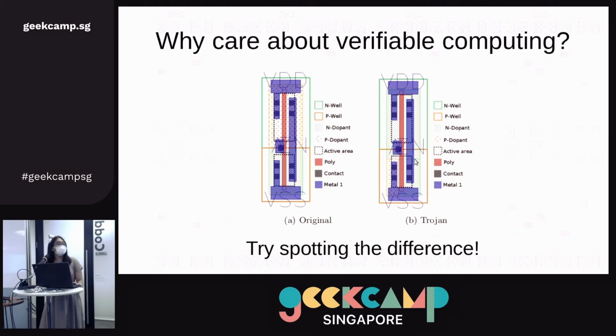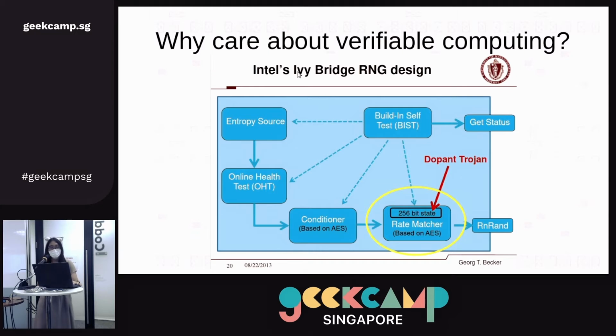So, another real-world example. This is the Intel Ivy Bridge random number generator design. You have a source entropy, and the two main things we want to focus on are the conditioner and the rate matcher. The source entropy feeds the conditioner, and the conditioner will then feed the rate matcher some random number at certain intervals, when it thinks there's enough entropy, so we can generate a seed. In the rate matcher, we actually do a doping level attack on the rate matching part of the circuit, and I'll explain how this works.